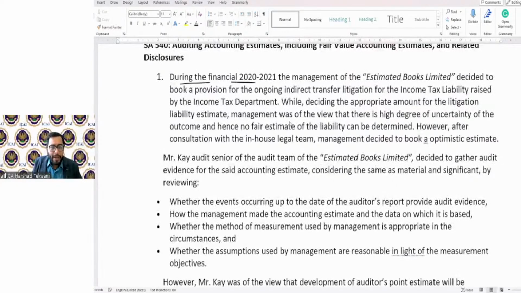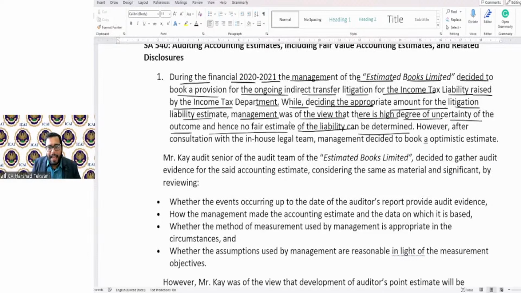During the financial year 2021, the management of Estimates Books Limited decided to book a provision for ongoing indirect transfer litigation for the taxation liability raised by the Income Tax Department. While deciding the appropriate amount for the litigation liability estimate, management was of the view that there is a high degree of uncertainty of the outcome, and hence no fair estimate of the liability can be determined. However, after consultation with the in-house legal team, management decided to book an optimistic estimate.